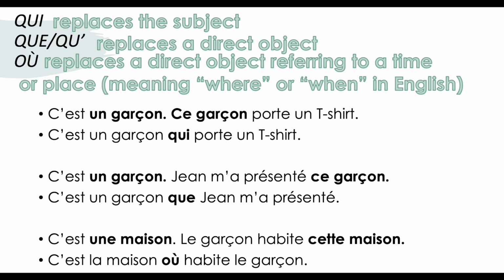For example, if you look in that first sentence again, we have porte un t-shirt, and we do not have a subject after it in that subordinate clause, whereas in the third one we do. So again, qui replaces the subject, whereas où is just replacing the direct object.